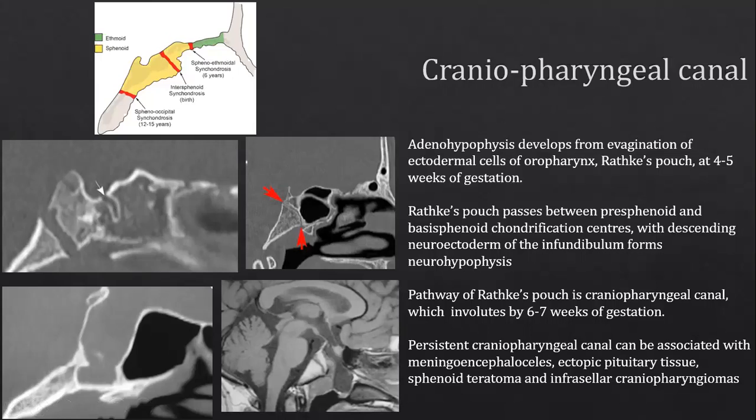Normally it will involute within the first 6 to 7 weeks after gestation, but occasionally you can see it being quite enlarged or patent. For example, in this case, the anatomy here is: this is the sphenoid sinus, this is the anterior wall, this is the posterior, this is the dorsum, the dorsal aspect, and you can see how enlarged this pituitary fossa is, and there is a big excavation within its floor.